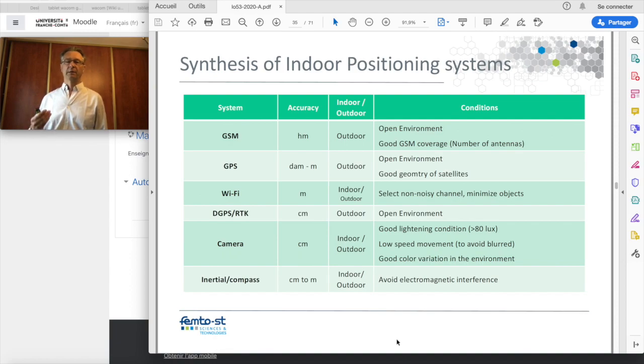For Wi-Fi, it is working mainly indoor or near the building, which can be outdoor but near buildings. And for GPS, it's also outdoors, like GSM, which is also working in part of the building, but not everywhere. But what is also difficult for GSM is to receive more than one antenna inside the building.